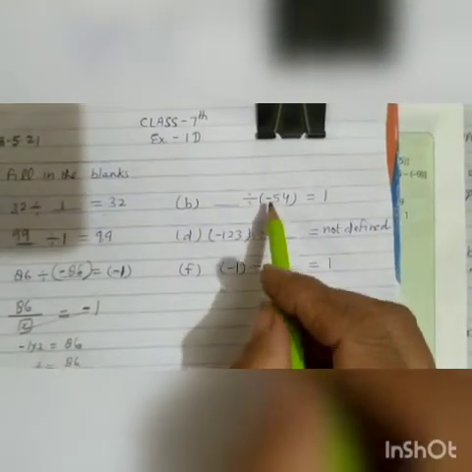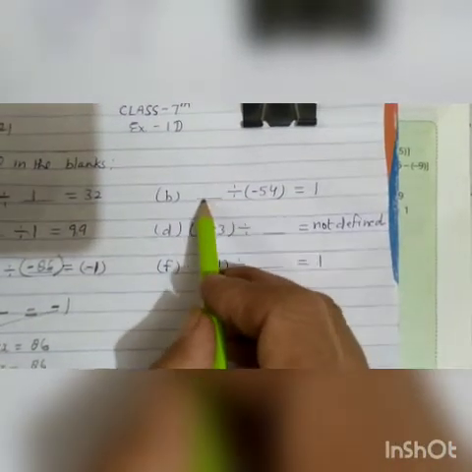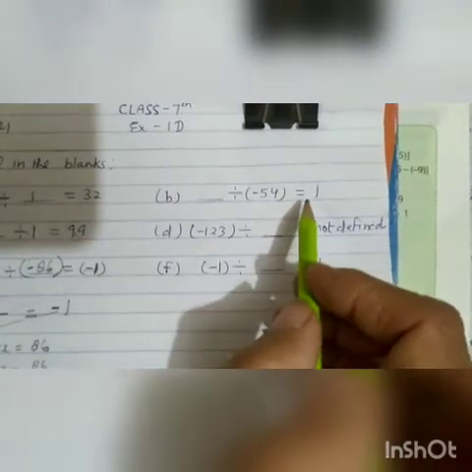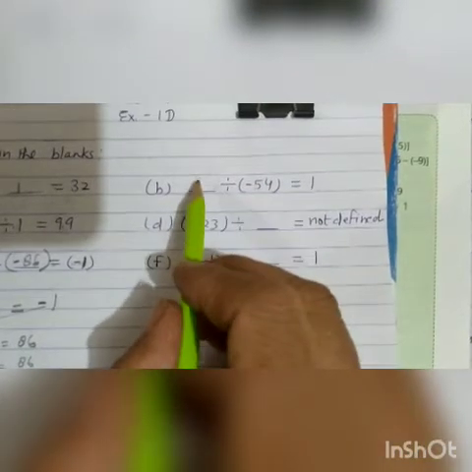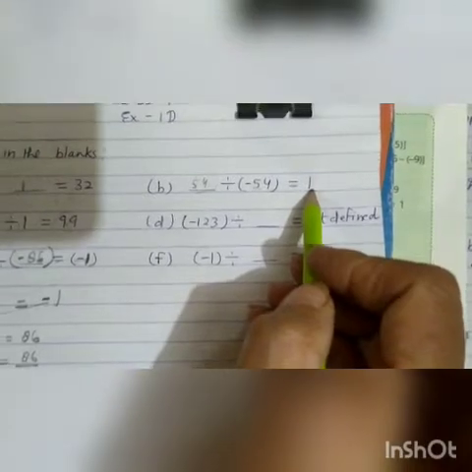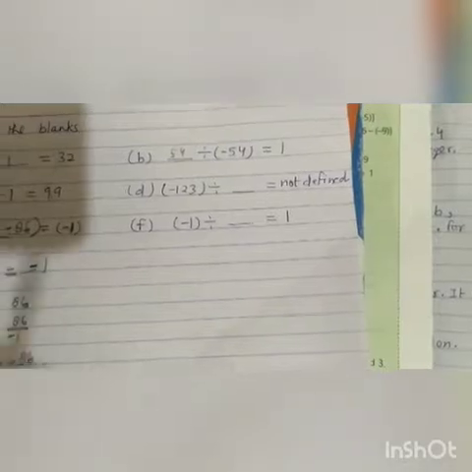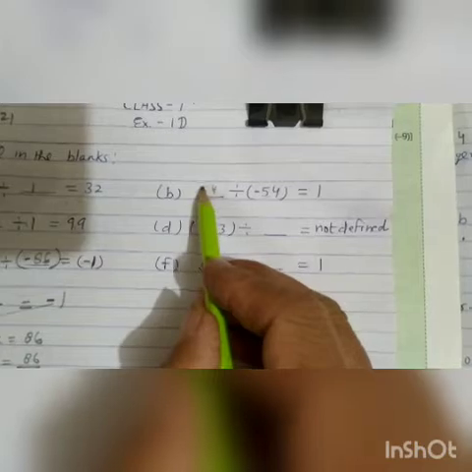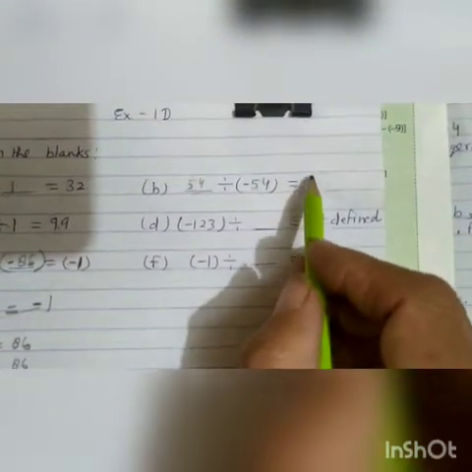Now come to this question in the same way. This is minus 54. We have to write here the dividend, and the answer is 1. It means here it is 54. If we divide 54 by this 54, we will get the answer 1. When a number is divided by the same number, we get the answer 1. So if 54 is divided by 54, we will get the answer 1.